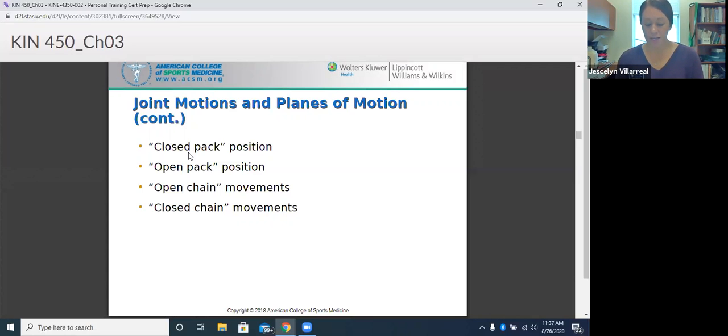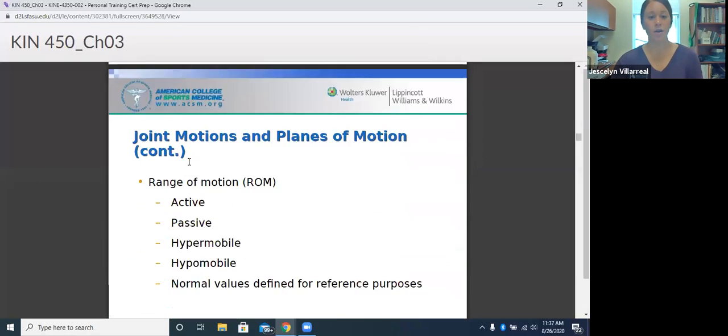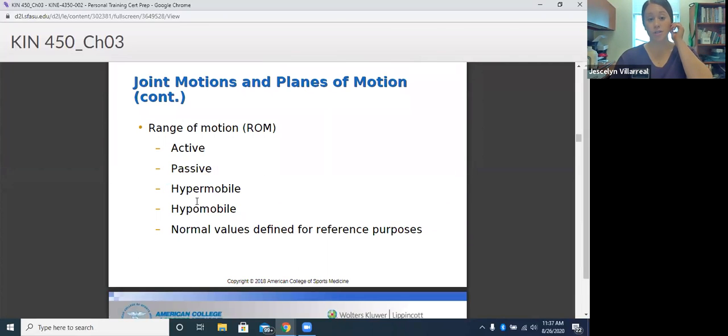Joint motions, again, as we dig a little more, look at range of motion: the degree of movement within a joint. So we always talk about decreased range of motion for a less fit individual or a less mobile individual, or decreased range of motion if a person's injured, etc. So we have active, passive, hypermobile, hypomobile.